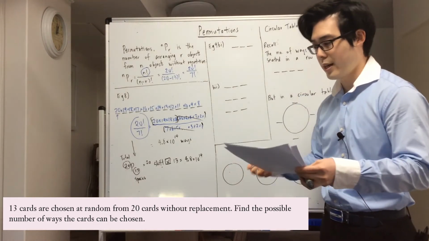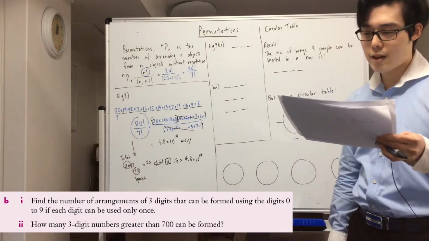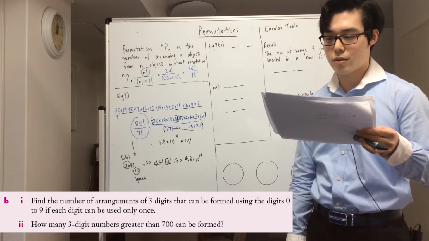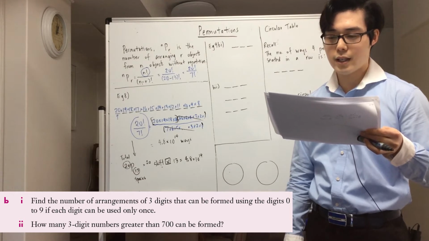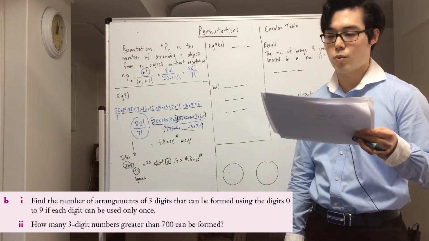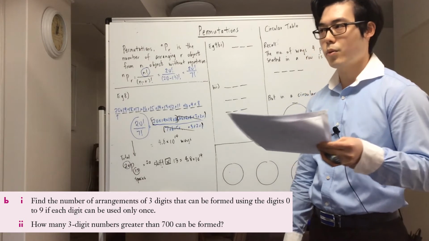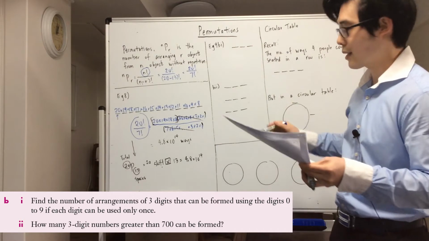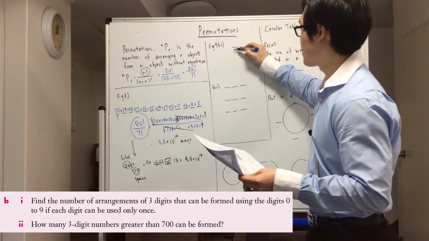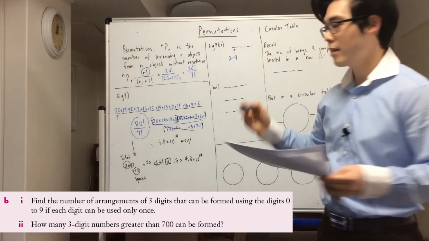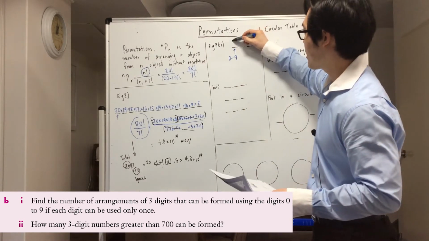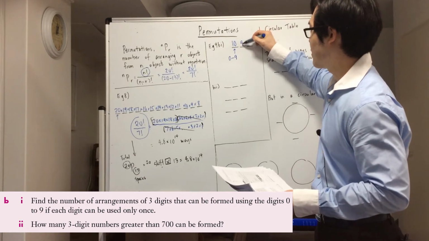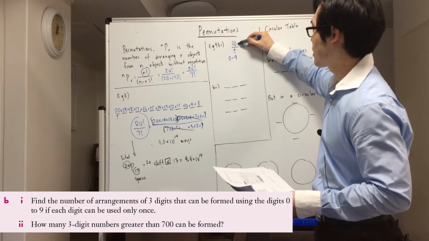Let's have a look at example 9. It says find the number of arrangements of 3 digits that can be formed using the digits 0 to 9 if each digit can be used only once. So we need to come up with how many 3 digits we can form using the numbers 0 to 9. So I've drawn 3 spaces here. And as usual, because we've got the numbers 0 to 9, that's 10 digits. So we can use any of the 10 digits for the first digit. And then once you've used 1, there's 9 left for the second one, and so on.